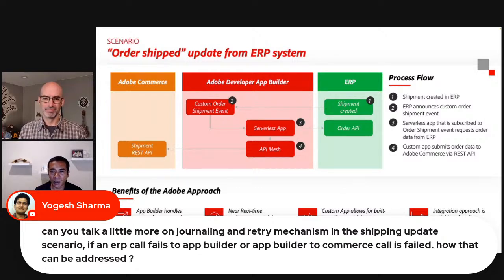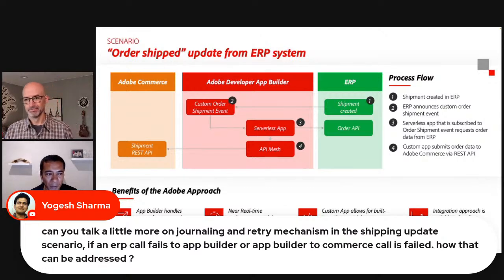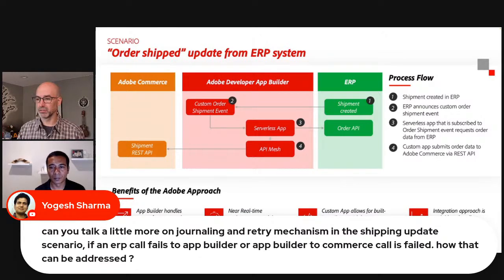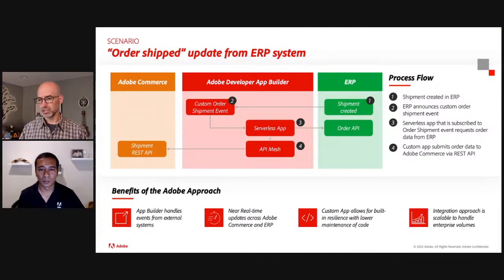And then when you enable journaling, they will remain in the journal for, I think by default, 7 days. And if the call from IO events to Commerce fails, then you can go back and retry the journal and push those events out again at a later time. Right on. That's great. Okay, and thank you for the question, Yogesh. Hopefully that answered your question.